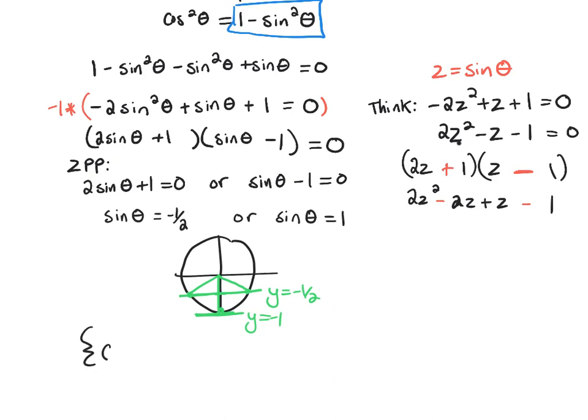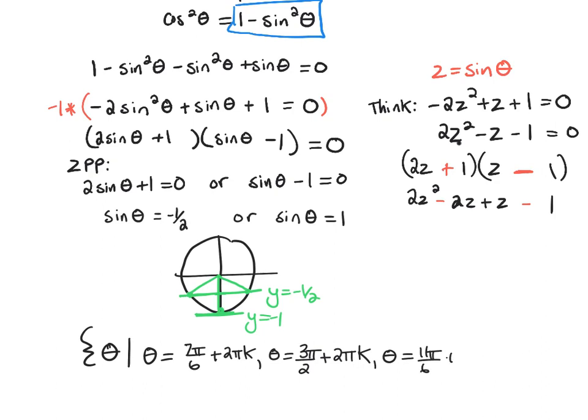So my general solution, if I were to write that, would be the set of theta such that theta equals 7 pi over 6 plus 2 pi k, 3 pi over 2 plus 2 pi k, and then 11 pi over 6 plus 2 pi k. And that would be my entire general solution.